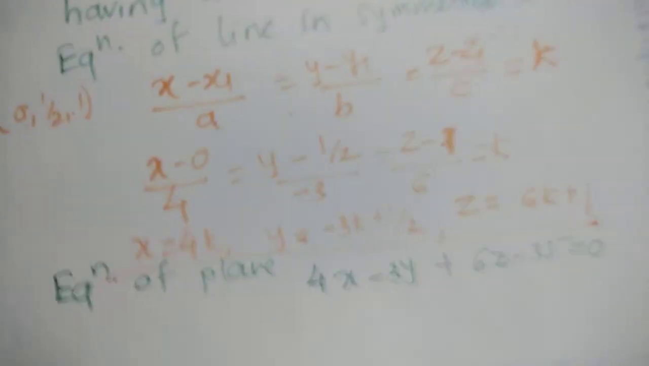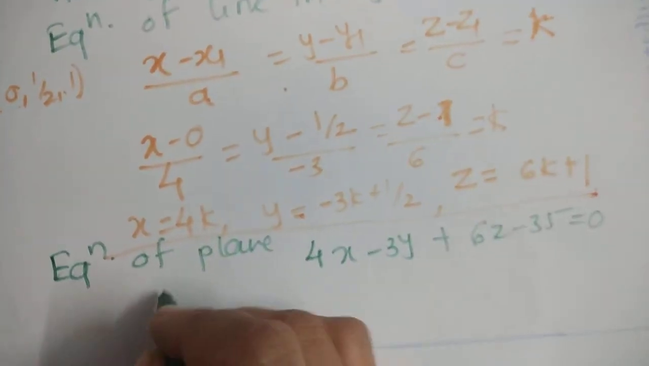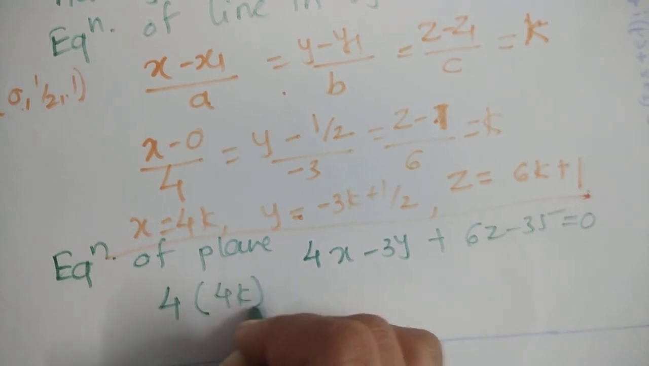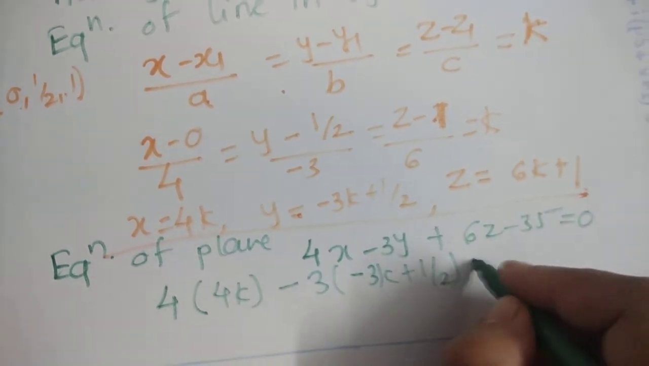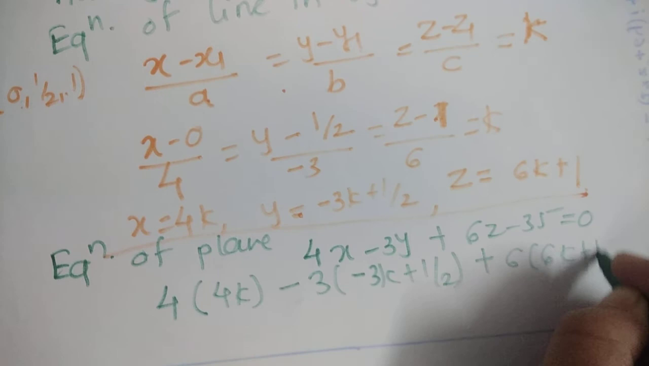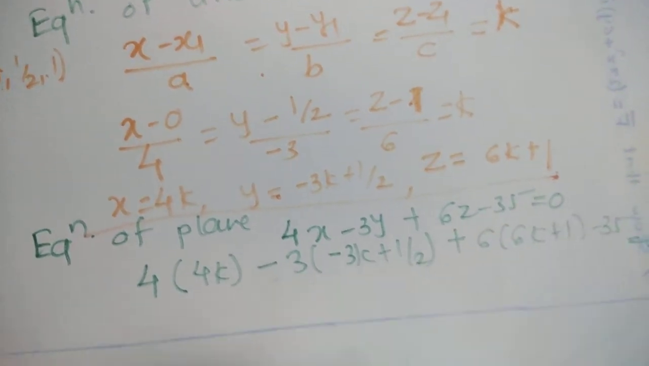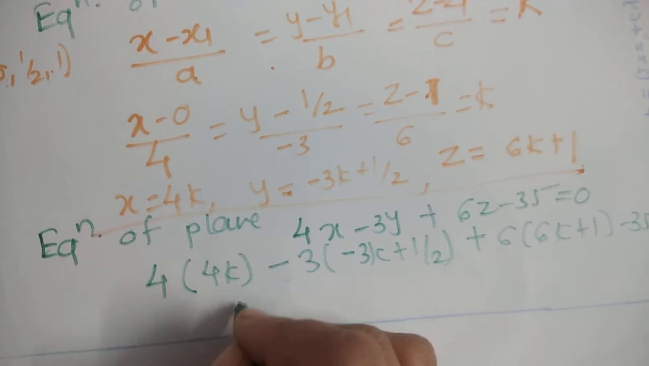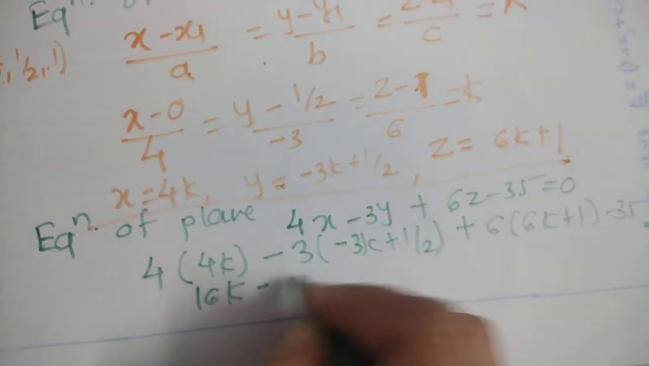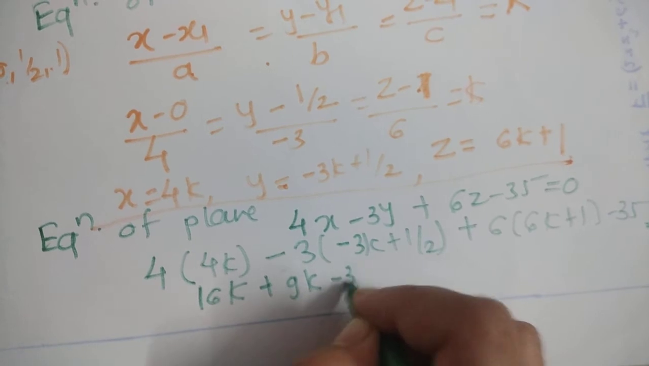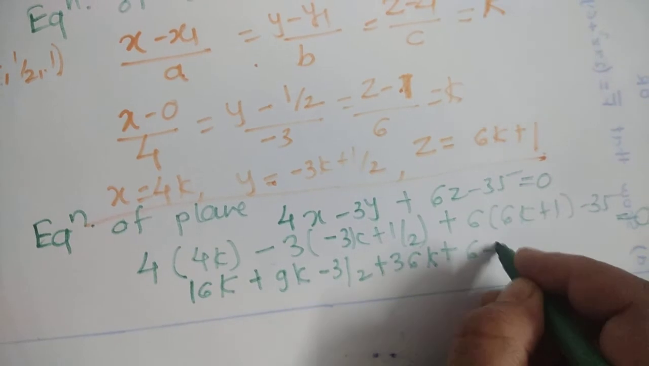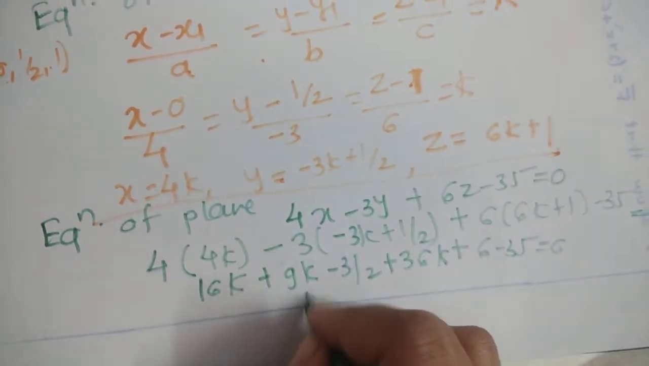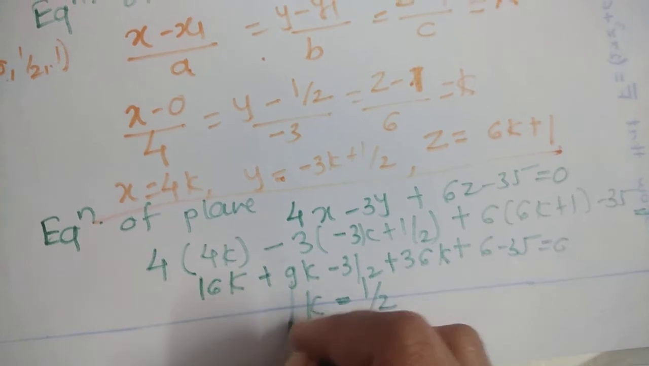Since x, y, z lie on the plane, put x equal to 4k, y equal to minus 3k plus 1 by 2, and z equal to 6k plus 1, minus 35. Solving for k, we have 16k plus 9k minus 3 by 2 plus 36k plus 6 minus 35 equal to 0. So you will get k equal to 1 by 2.